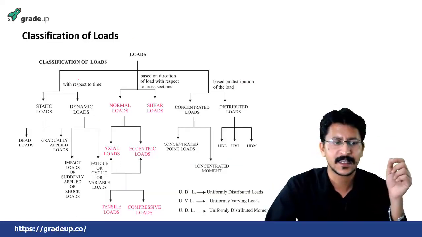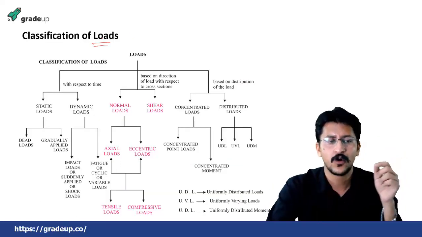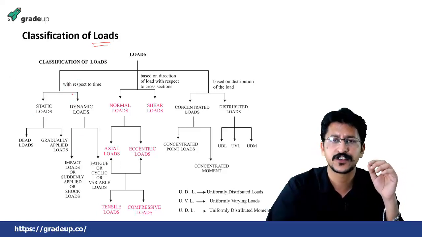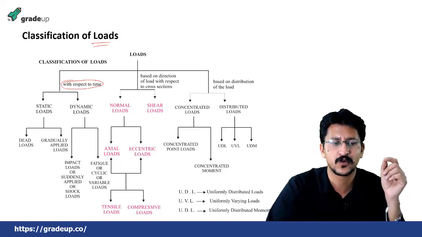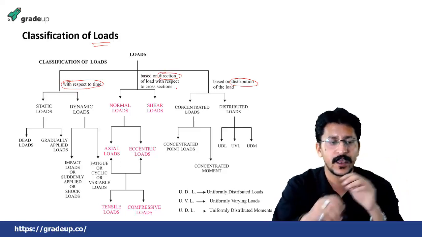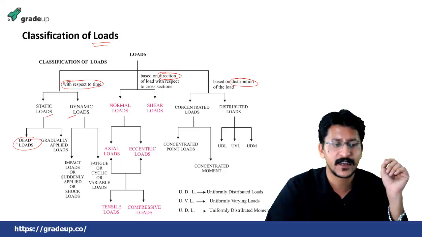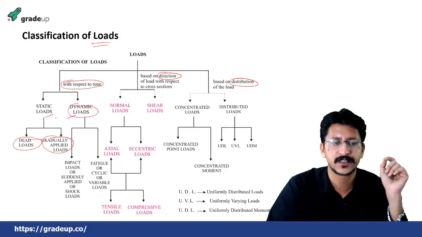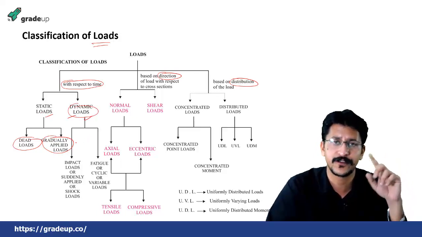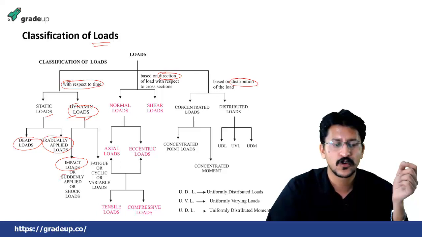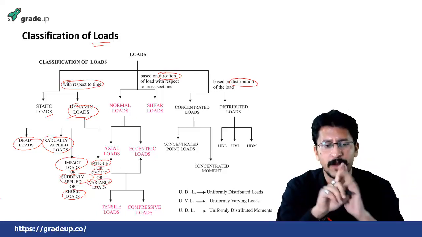Next, the classification of loads. There are 3 bases on which loads are classified: the first is with respect to time, the second is based on direction, and the third is based on distribution. With respect to time, there are static loads and dynamic loads. A static load is a dead load or a gradually applied load. Other than static, the dynamic load changes: the impact load, also known as suddenly applied or shock load, or fatigue, cyclic, or variable loads. We will look at those later.